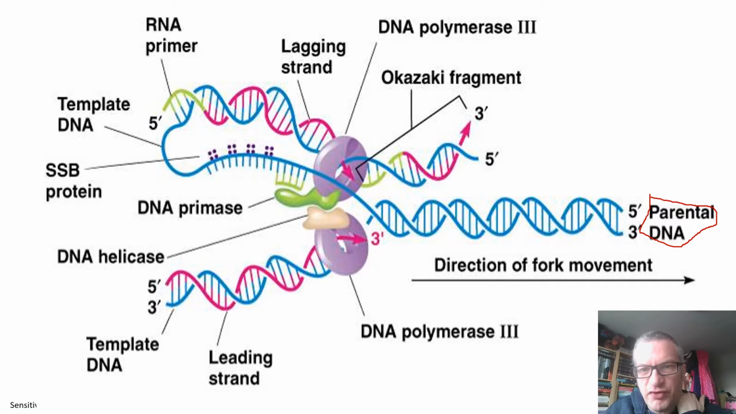Parental DNA is made of two strands. You can see them here, the 5' to 3' strand. I'll just highlight them there, the 5' to the 3' strand. You can follow that all the way around, and the 3' to the 5' strand. Each of these individual strands acts as a template for a new strand to be made. See that highlighted on here, the two template DNAs.